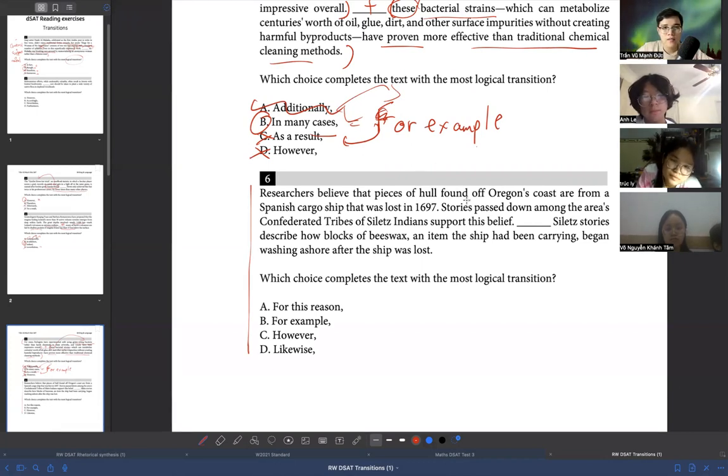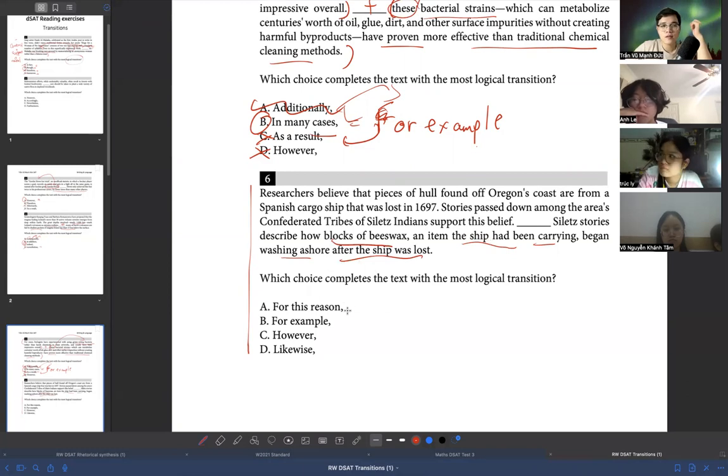Researchers believe that pieces of hull found off Oregon's coast are from a Spanish cargo ship. It was lost in 1697. Stories passed down among the area's Confederated Tribes of Siletz Indians support this belief. Siletz stories describe how blocks of beeswax, an item the ship had been carrying, began washing ashore after the ship was lost. Let's see.